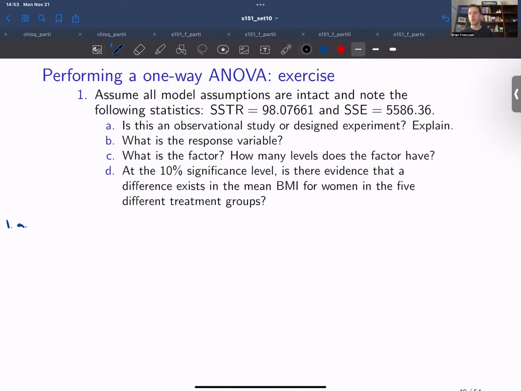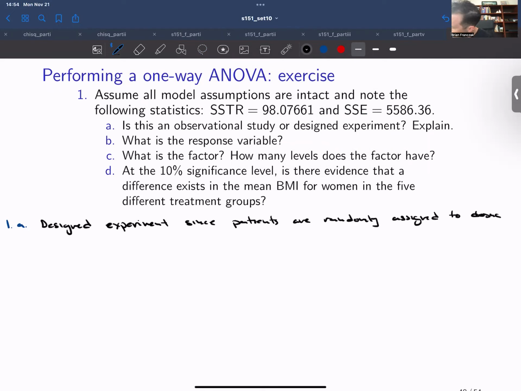Now, before I show you the steps, we have a couple of refresher questions or older style of questions. So the first one, is it an observational study or a designed experiment? This is a designed experiment, since patients are randomly assigned to dosage groups.